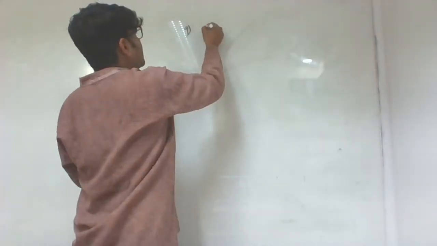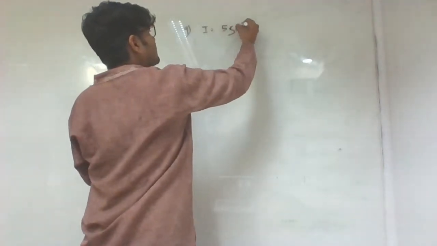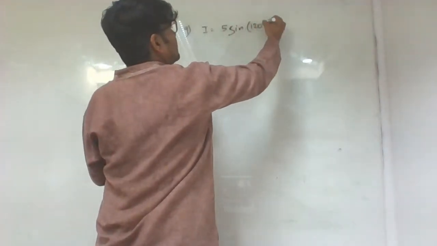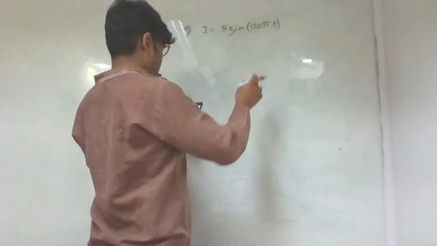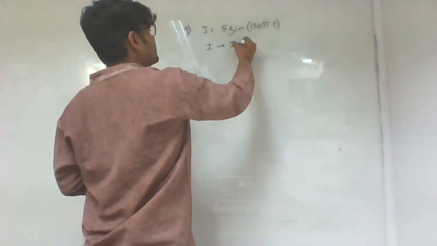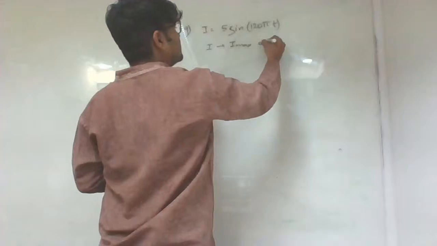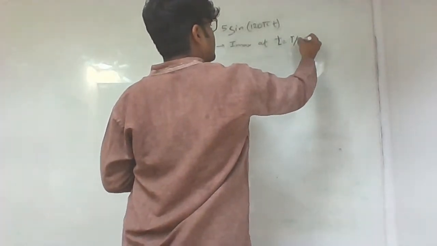Number 9. I is equal to 5 sin 120 t. So I becomes I max at t equal to T by 4.